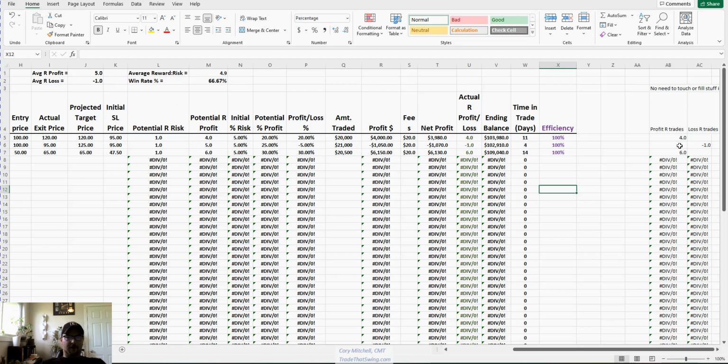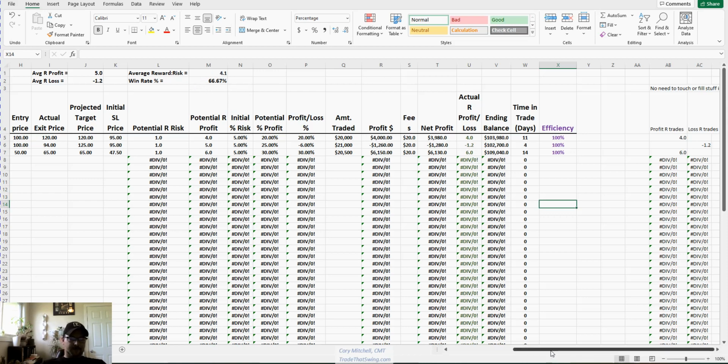So we had a 4R win and a 6R win. Our average for those two is 5, and we had a 1R loss. That was actually originally, I think, there. So let's change it. We lost a little bit more than we were supposed to. So we have a 1.2R loss. And since there's only one of them right now, it's taking this divided by how many trades we had, 1. And so we get a reward to risk of about 4 to 1.